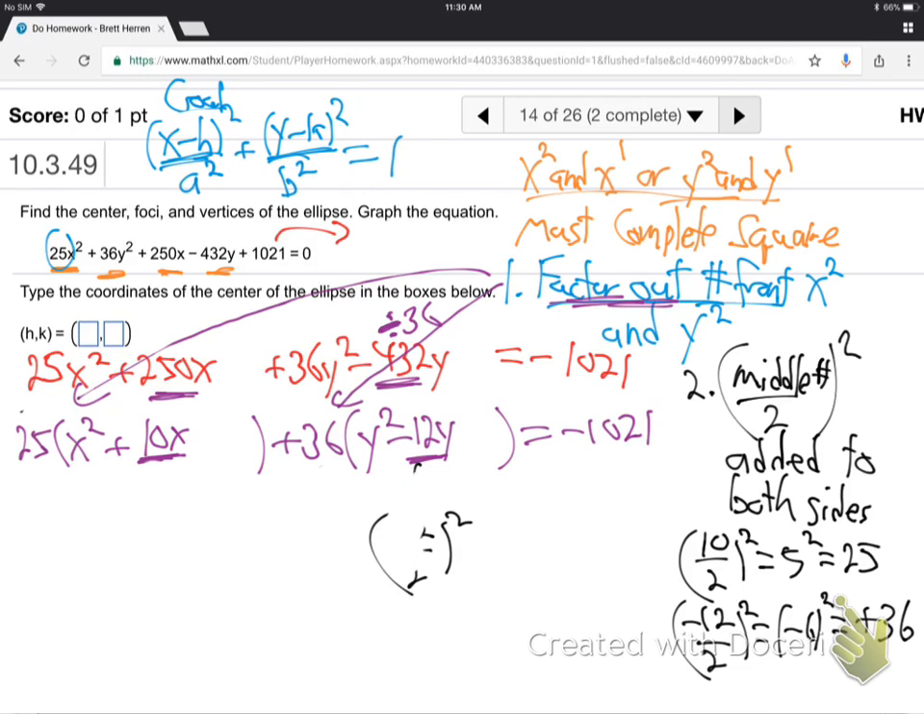So middle number squared. Okay, now what do you do with that? You add it to both sides, huh? So here I'm going to add 25. And here I'm going to add 36. But I've also got to add to the right side, right? This is an equal sign, left side, right side. Got to keep the balance. So far, so good, though. I'm going to add to the right side in a minute.